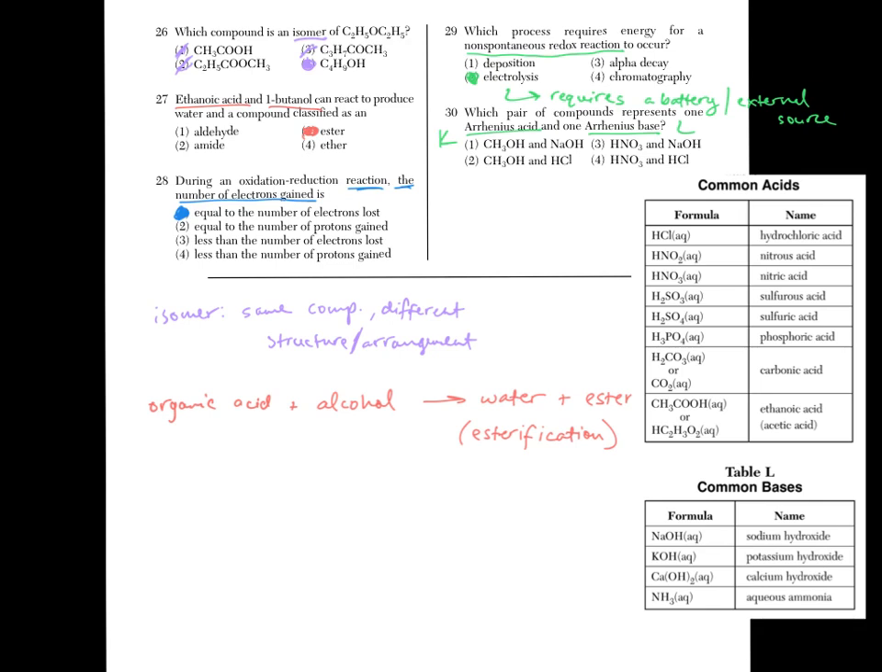Choice 1, CH3OH, happens to not be an acid, but NaOH is a base, so you need both of them present. That's not it. Choice 2, CH3OH, again, that's neither one of them. Choice 3, HNO3, that's a valid acid. NaOH is a valid base, so yes. And just to make sure, choice 4, HNO3 and HCl are both acids, so that's not valid.